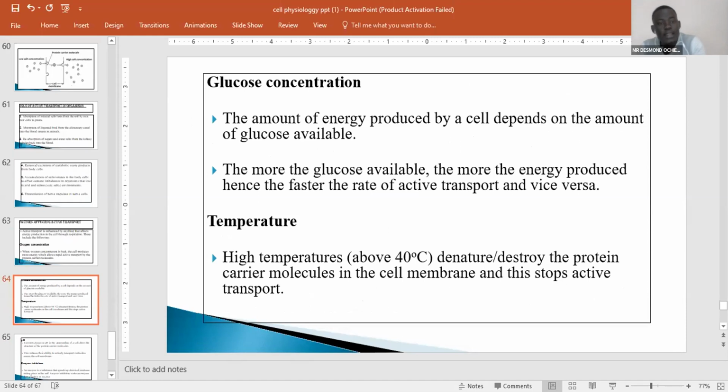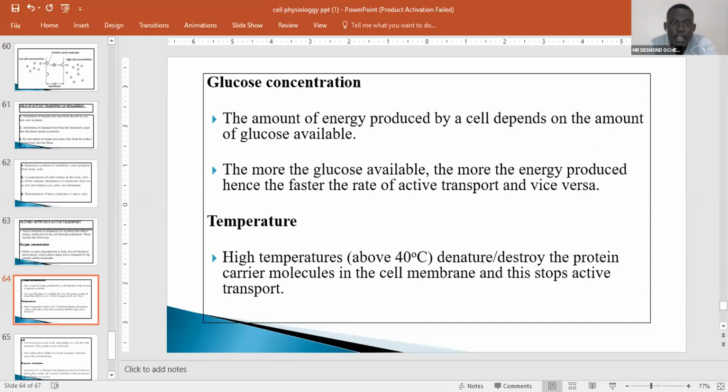Okay? The next factor that affects the rate of active transport is glucose concentration. Glucose is a substrate that is used to produce energy. So when we have a high glucose concentration, when the amount of glucose available is high, then the amount of energy produced will also be high. The amount of energy produced by a cell depends on the amount of glucose available.